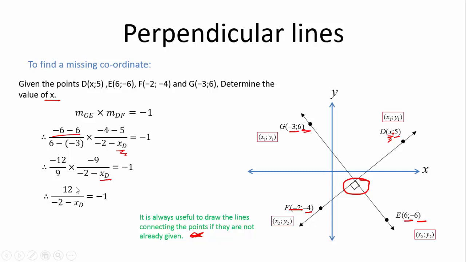Right, so how can we move on from here? We simply see that those cancel out to give us a negative. That negative becomes positive. So we have 12 over negative 2 minus xd. We can simply move that to that side, times it all by negative 1 to get 12 equals 2 minus x. x is equal to 10. That easy.